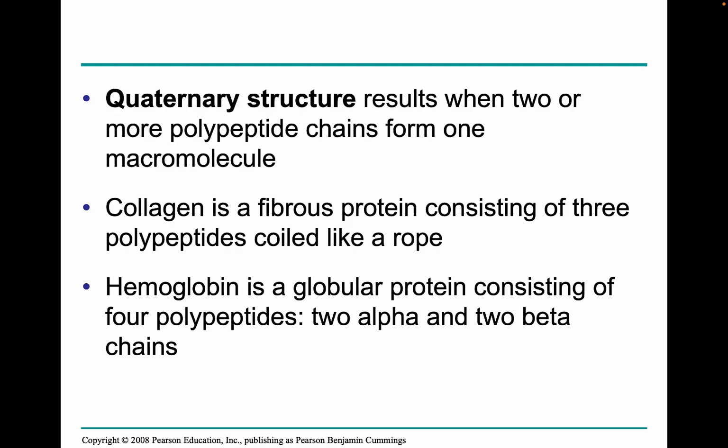Okay, so again, the quaternary structure results when 2 or more polypeptide chains form a huge macromolecule. And again, I showed you previously collagen, 3 polypeptides that are wound around each other like a rope. And hemoglobin, it's a globular protein, consists of 4 polypeptides, 2 alpha and 2 beta chains.